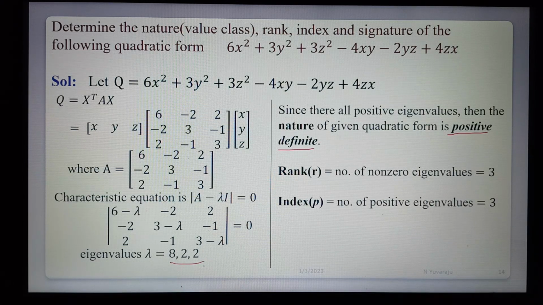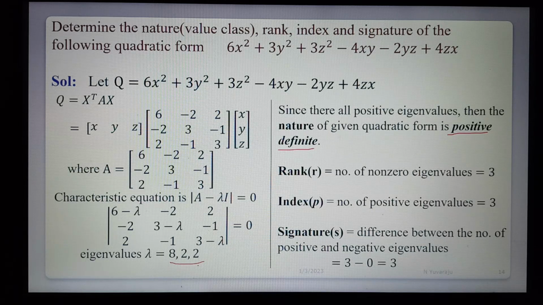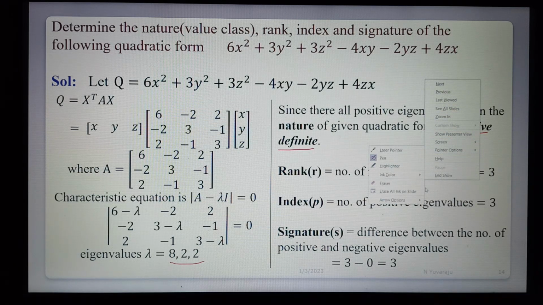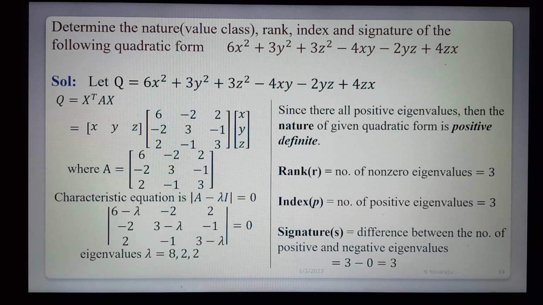Next, signature. Signature is the difference between positive and negative eigenvalues. That is equal to positive eigenvalues 3, negative eigenvalues 0. That is equal to 3 minus 0, which is equal to 3. So this is the signature. Nature, rank, index, signature. So this is the second example. Okay, see the next one.